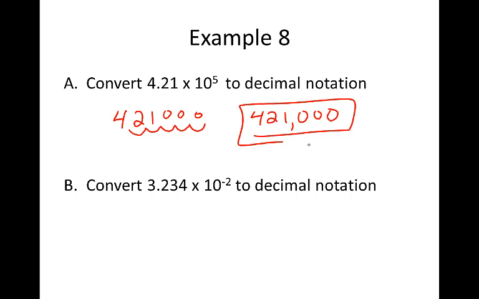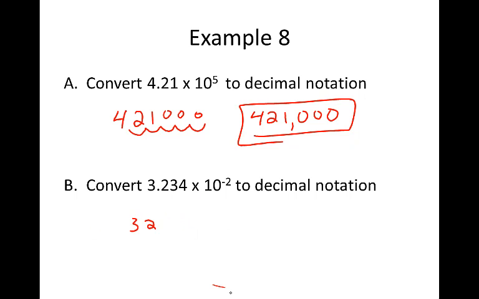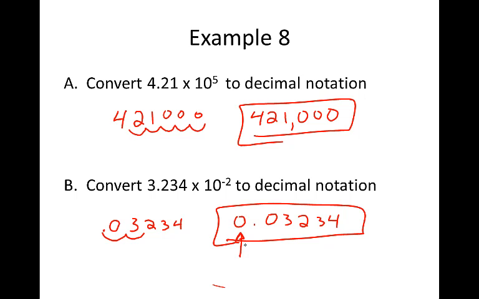How about the next one? 3.234. So 3, 2, 3, 4. It's the negative 2, so I'm going to move 1, 2. And there's my decimal point. So it's going to be 0.03234. Again, this 0 here is optional, but it often looks better before the decimal.